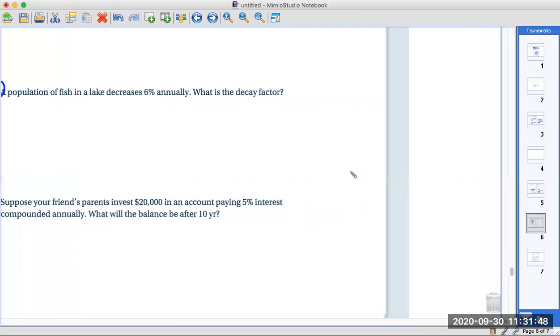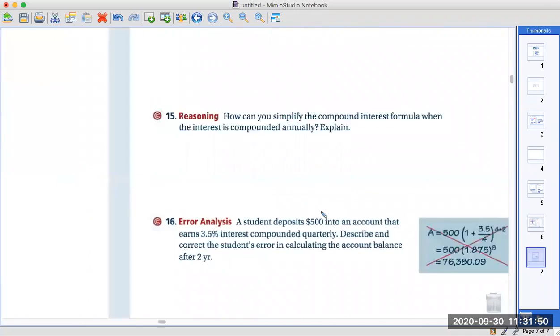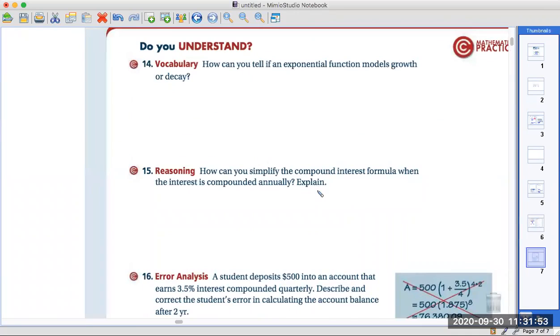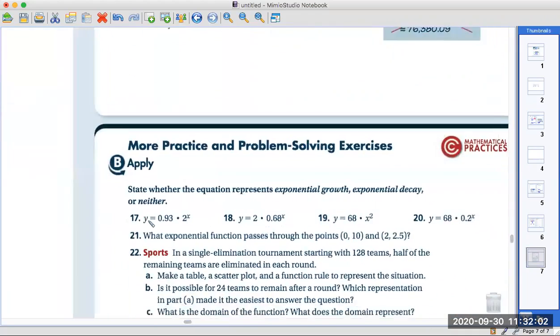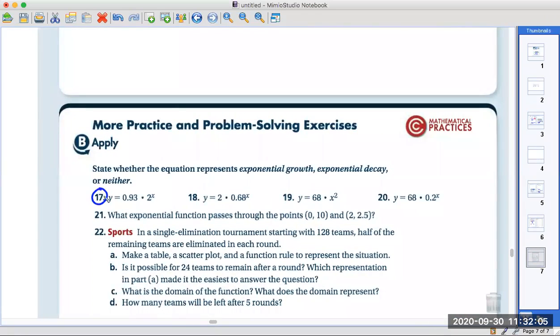And then the next page is number 14. How can you tell if a function models growth or decay? You should be able to answer that one really easy. It's quick. And then on the bottom here, I decided to just ask you if you can tell whether the functions are growth or decay or neither. So all your answers should just say growth, decay, or neither. That's all you have. And you just look at the function. You don't need to graph them. If you listened to the lesson and you took notes and you studied your notes, you should be able to answer these really quick.